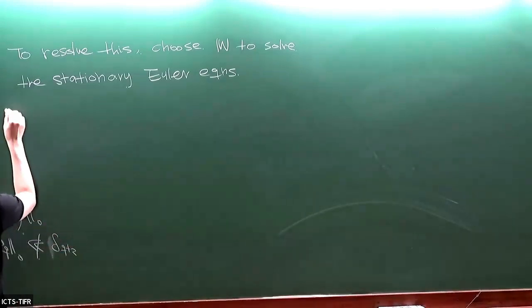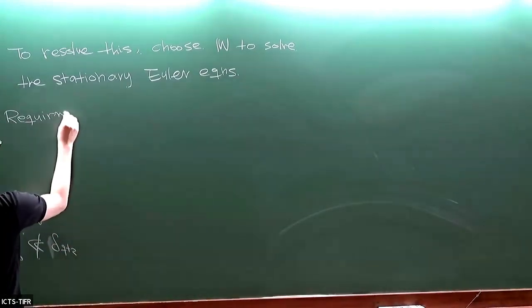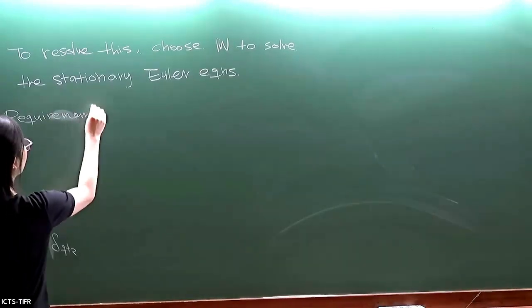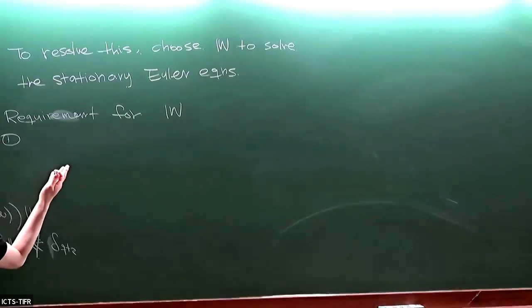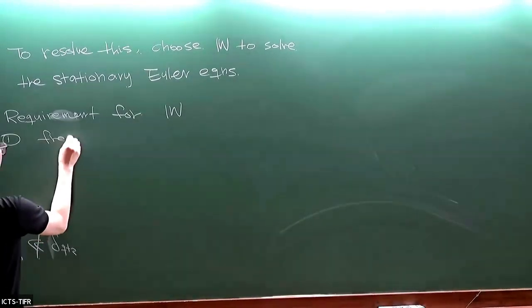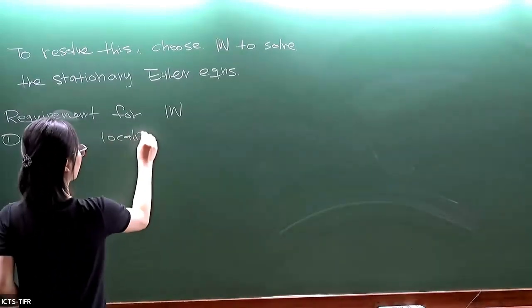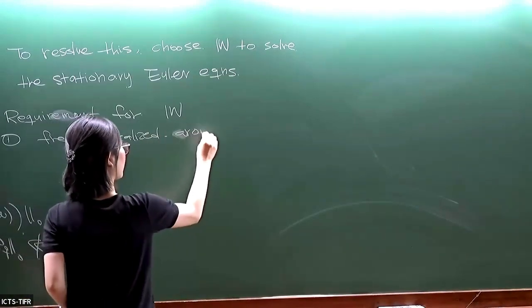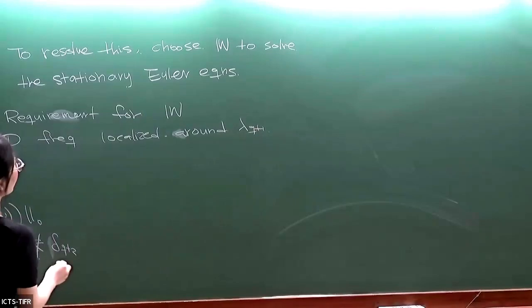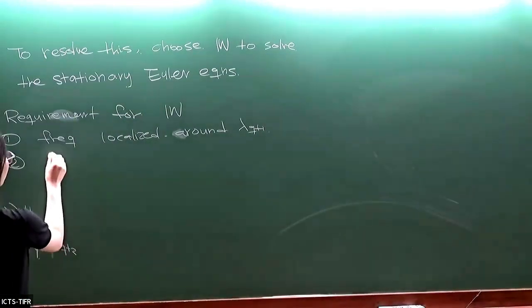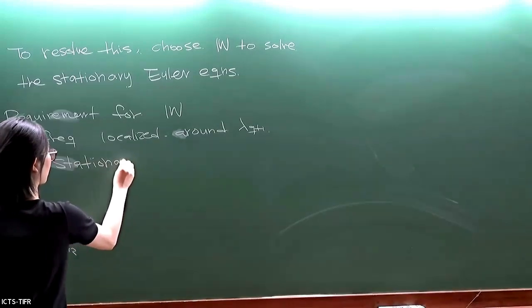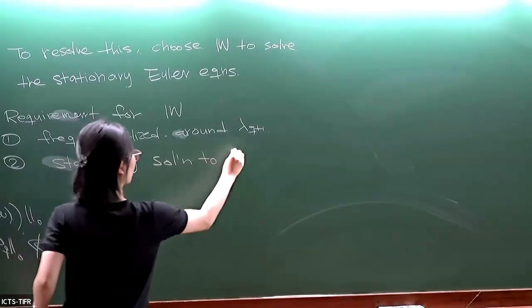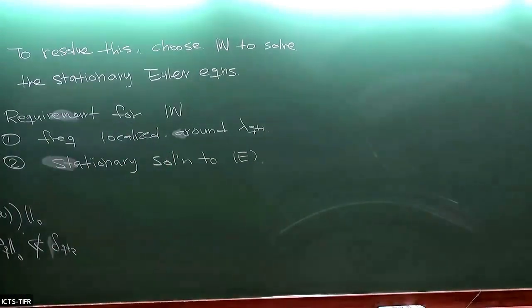So what we want for W so far is the following. First, we want it to have high frequency. More precisely, its frequency is localized around lambda_{q+1}. And now we require it to satisfy the stationary solution to the Euler equation. Okay. So there are a few candidates.